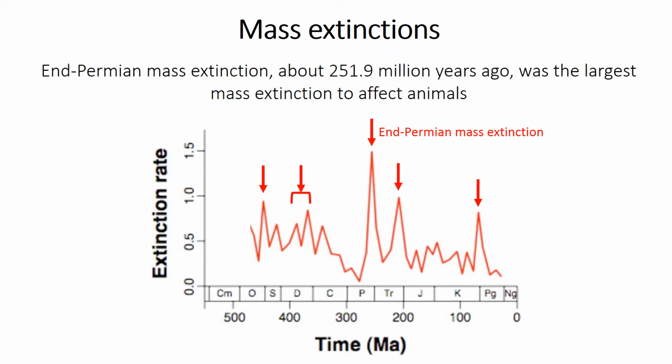So the Permian extinction occurred about 251.9 million years ago at the end of the Permian period, and it was the largest of the classical mass extinction events. The extinction was really severe on land and in the oceans, but like in the last video, we'll focus here on the environmental changes and the causes in the oceans.